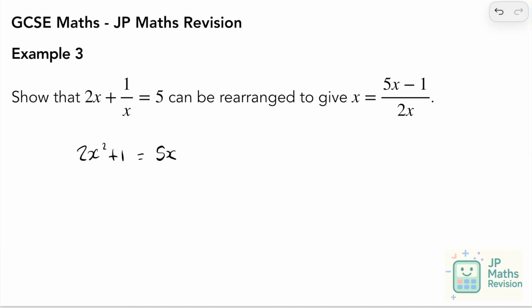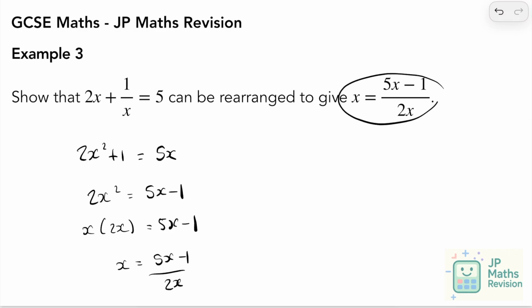Now we need to be dividing by 2x at some point, so what I'm going to do now is subtract 1 from both sides. So I end up with 2x squared equals 5x minus 1. Now, if we just pull out a factor of x, I have x times 2x equals 5x minus 1, and therefore x equals 5x minus 1 over 2x. So that is what we want.